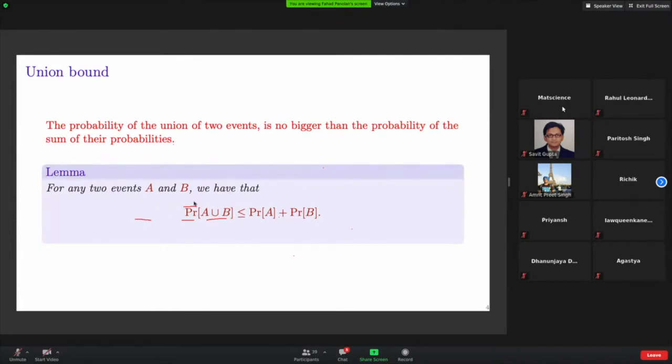There is another notion which is called union bound. What is union bound? Probability that A union B is at most probability of A plus probability of B. And if you write it in set notation, like a Venn diagram kind of thing, that will be very obvious.